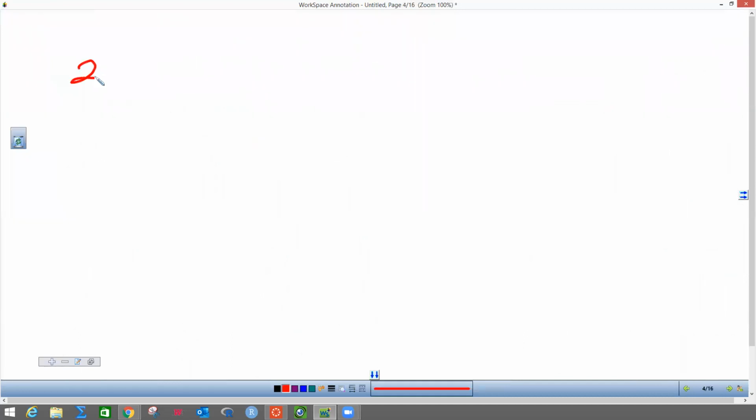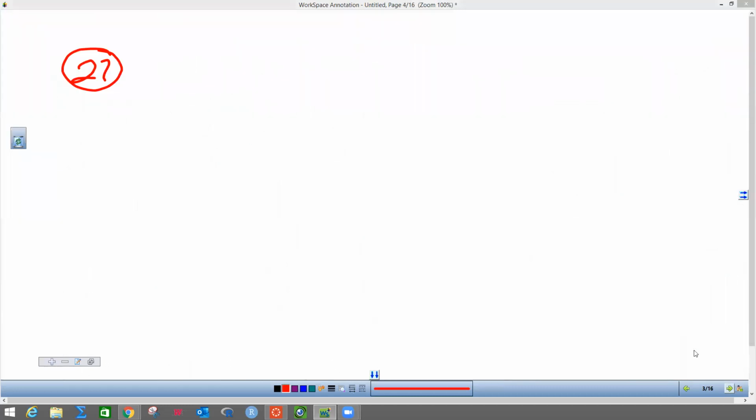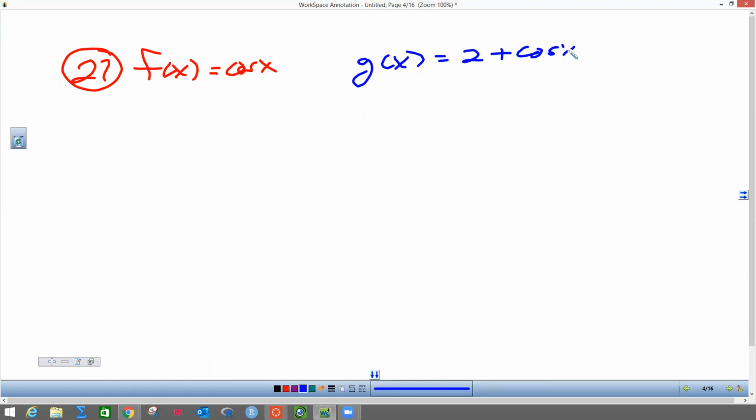So number 27, did it have f of x? I don't know if it said f of x or y. I've been putting y. Yeah, it's got f of x and g of x. Okay, so it says f of x equals cosine x. And then it says g of x equals 2 plus cosine of x. All right, so I'm going to graph this.